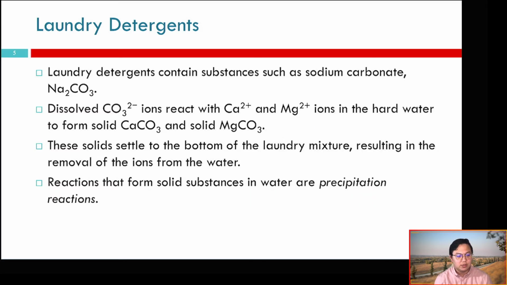And so your laundry detergent has sodium carbonate in it. When you dissolve sodium carbonate, you get carbonate ions, which will react with your calcium and magnesium in the hard water to form solid calcium carbonate or magnesium carbonate. Those solids are not soluble in water, and they fall to the bottom of the laundry mixture. That removes those ions from the water, so you get better action out of the soap for cleaning your clothes. Reactions that form solid substances in water are precipitation reactions.